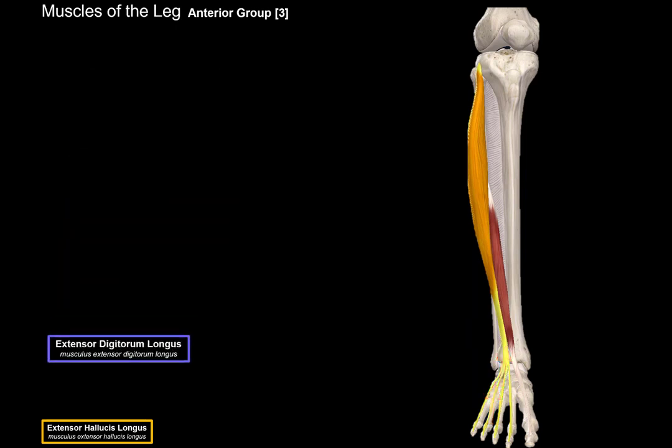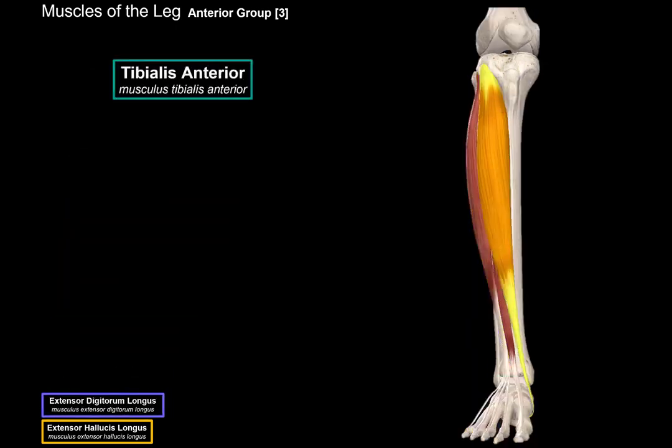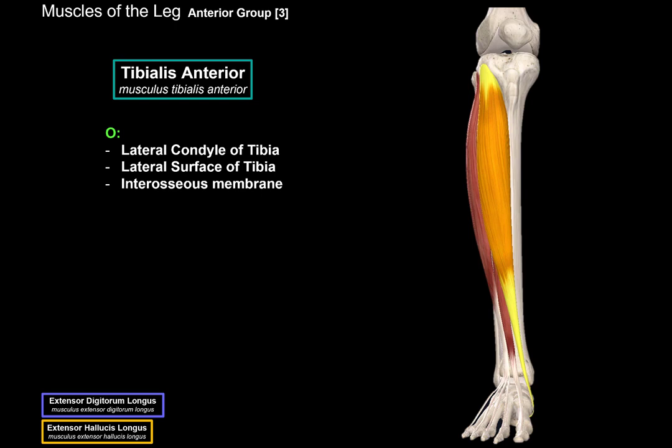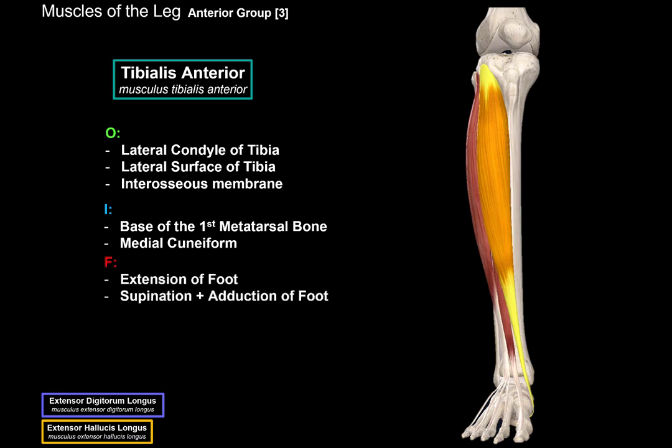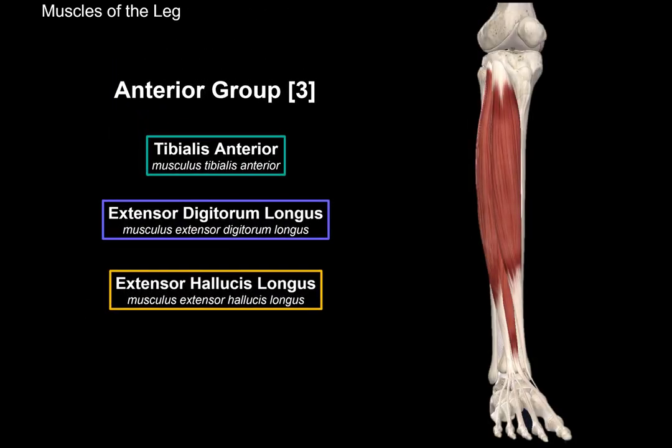And when it contracts, it causes extension of the 2nd to the 5th toe, as well as extension of the foot. Then we have the tibialis anterior, which is this one. It originates from the lateral condyle of the tibia, the lateral surface of the tibia, and the interosseous membrane. Then it's going to insert at the base of the 1st metatarsal bone, as well as the medial cuneiform of the foot. And when it contracts, it's going to cause extension of the foot, as well as supination and adduction of the foot. So that was the anterior group of the leg.